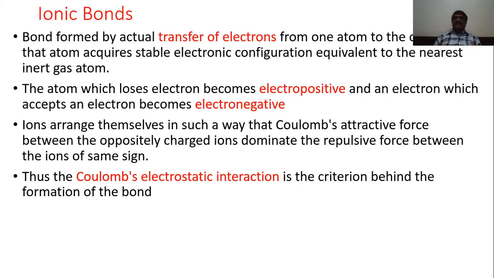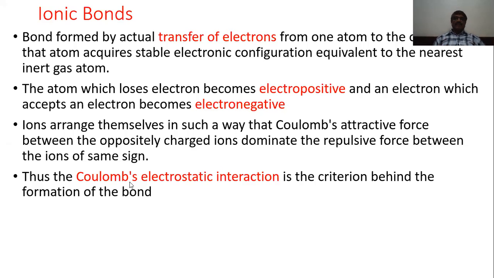So how do the ions in the crystal arrange themselves? The ions in the crystal arrange themselves in such a way that the Coulomb's attractive force between the oppositely charged ions is greater than the Coulomb's repulsive force between the charges of the same sign. That means the repulsive force between the negative ions and the repulsive force between the positive ions is totally dominated by the Coulomb's force of attraction. The attractive force is so large that it totally dominates the repulsive force, and the bond is formed, and the crystal is formed.